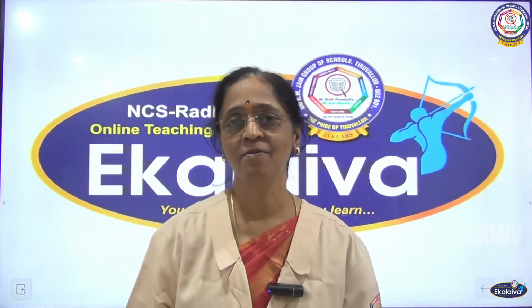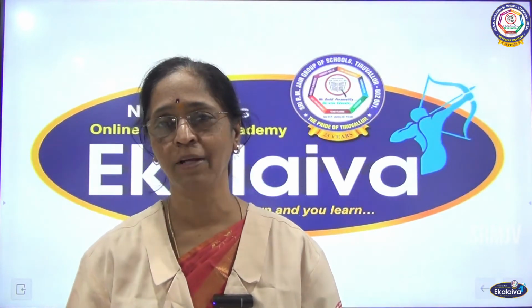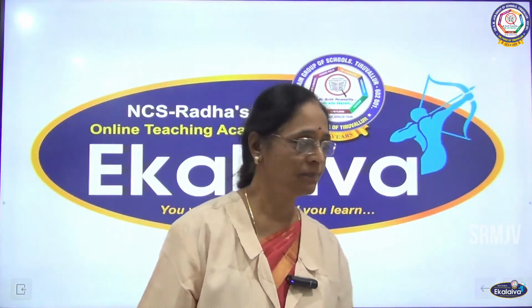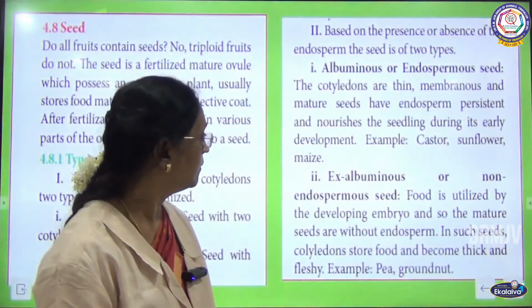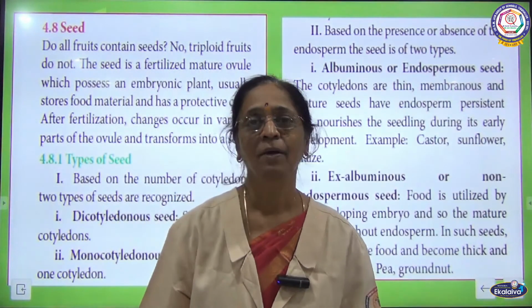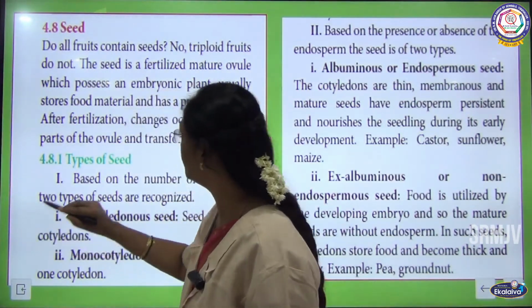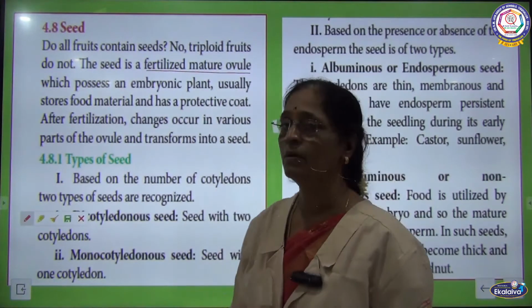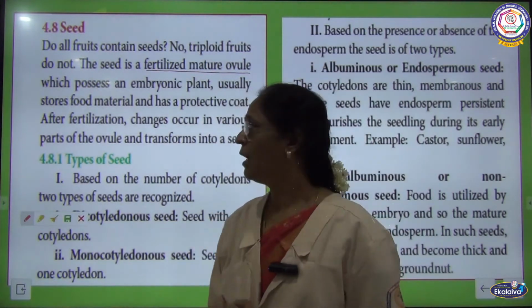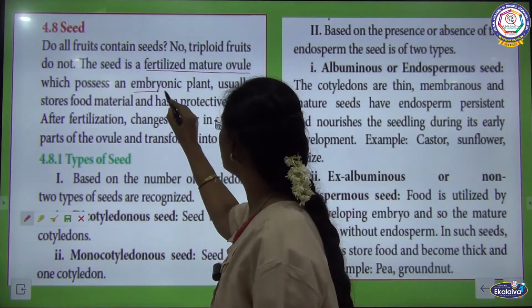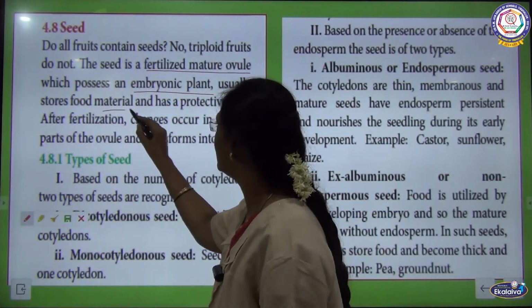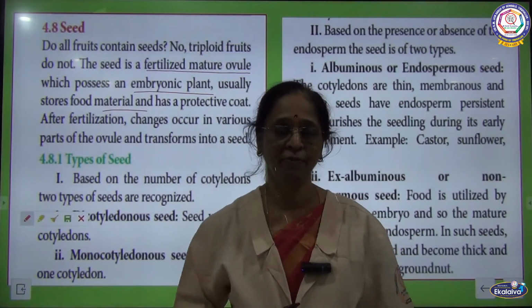In the last class, we have studied about the structure of fruit and different types of fruits. Now we will look into seed. Now what is a seed? A seed is a fertilized mature ovule. And what does it possess? It possesses an embryonic plant inside it, which stores the food material, and it has a protective coat.